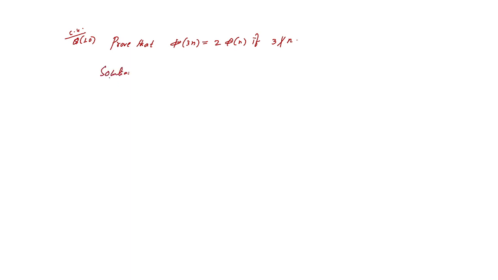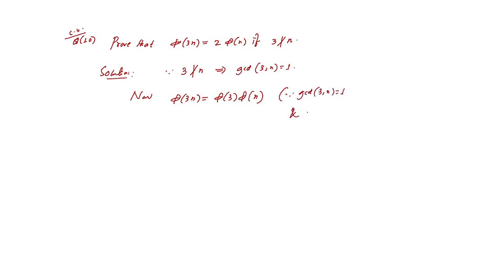So how to solve this problem? Since 3 does not divide n, that implies GCD of 3 and n equals 1. So now phi of 3n, we can write as phi 3 into phi n. Why? Because GCD of 3 and n equals 1, and we know phi is a multiplicative function, so phi of mn equals phi m into phi n if GCD of m and n equals 1.